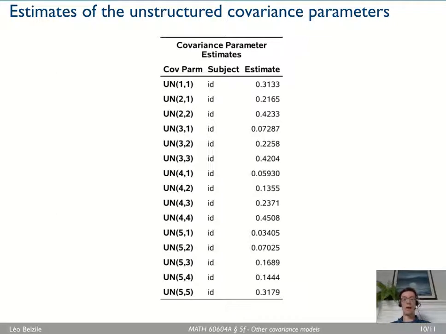So these are the unstructured covariance parameters. You can see the entire list. That's entry 1,1, the variance, the first diagonal element of the matrix. Then 2,1, 2,2, 3,1, and so on. So you have the entire list of the 15 parameters. Every time the two indices are the same, that's a variance, and the other ones are covariances. The second row, first column, or first row, second column, would have a value of 0.21 for the covariance. If you want the correlation, that would be 0.2165 divided by the square root of 0.42 divided by the square root of 0.31.